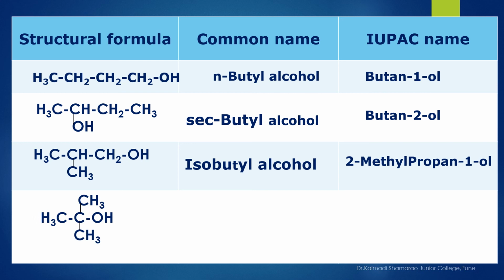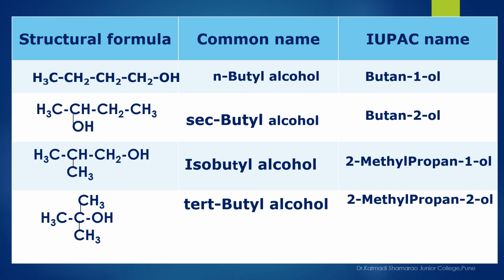Another compound, CH3C(CH3)(CH3)OH. In this, a tertiary butyl group is bearing the hydroxyl group. Therefore, it is known as tertiary butyl alcohol. IUPAC name of the compound is 2-methylpropan-2-ol.